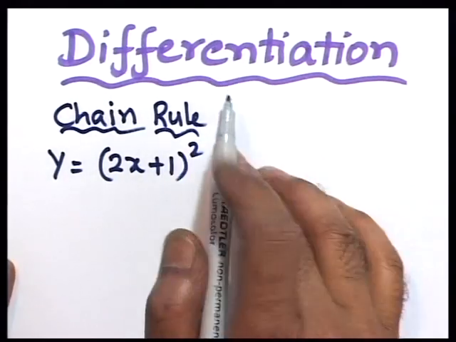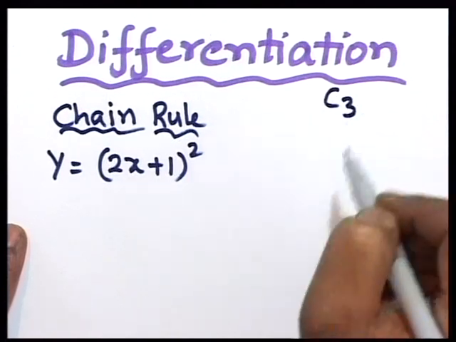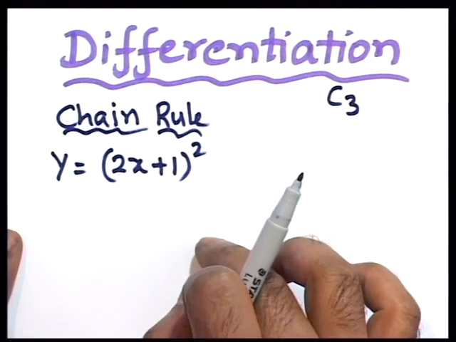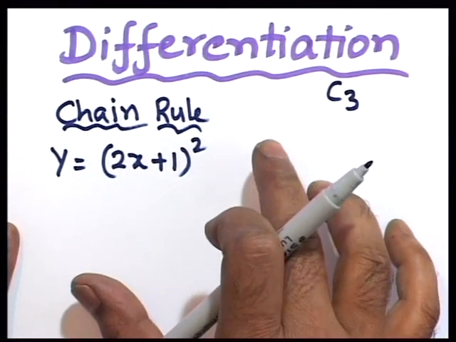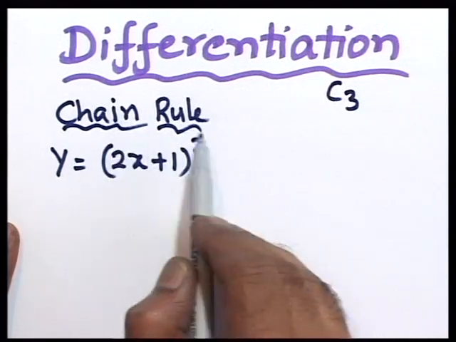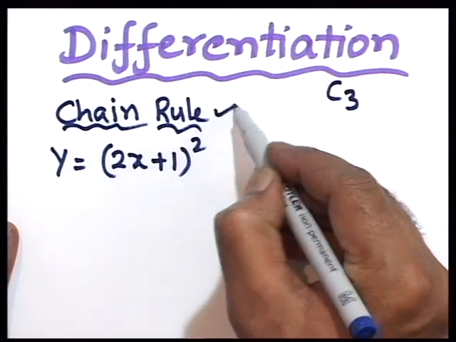Right, the topic is based on differentiation. That's C3, Core Mathematics 3, please. There are three types of differentiation one needs to know in this chapter: the chain rule, the product rule, and the quotient rule. We do the rest of the two, but let's start with the chain rule.